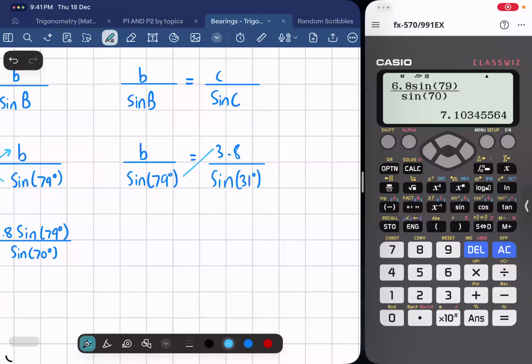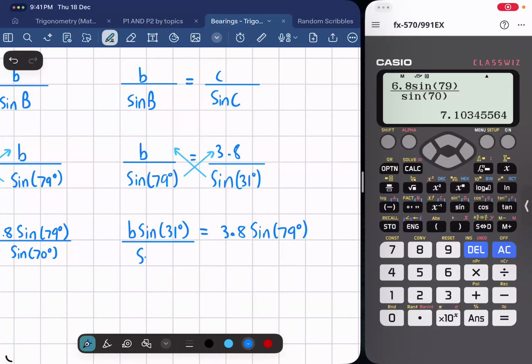All right, what's your next step? To cross multiply, so it will be 3.8 sine 79. What you're doing isn't wrong, it's correct. But if we're trying to find B, you have to do the letter first, because we want the unknown on the left hand side. So we're going to multiply that diagonal first. Tell me what to write. It will be B sine 31 degrees equals 3.8 sine 79.